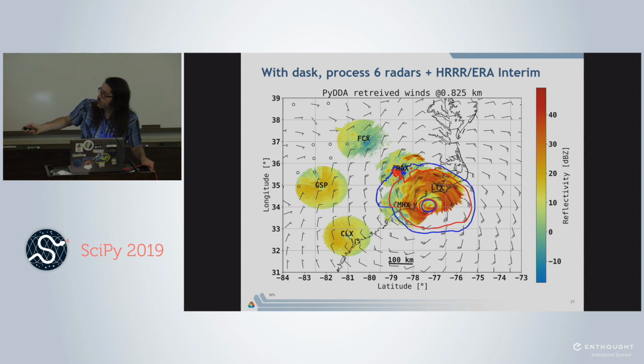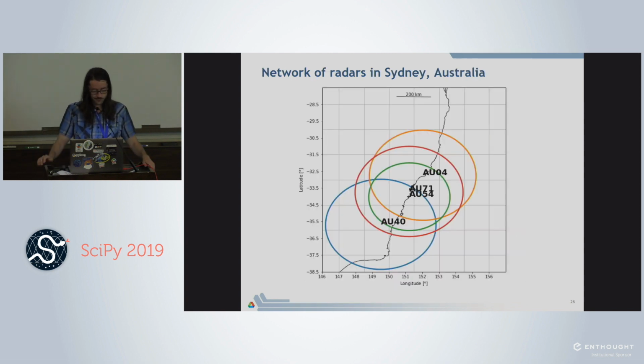And what you can see over here is that we're able to retrieve a hurricane, and this spans 1,200 kilometers by 1,200 kilometers. This run was done on 6 36-core machines in about 20 minutes. So you do need some computing power to get this done. But if you have a cluster, you can definitely retrieve winds over very large regions that you were unable to do with past software.